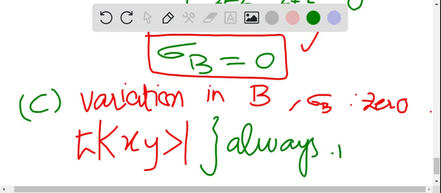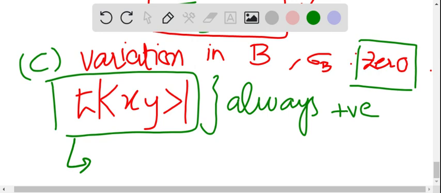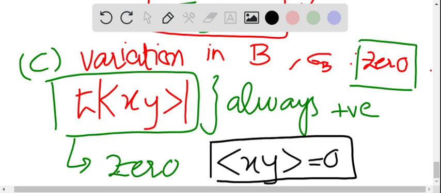Now this would always be positive, and the variation in B is equal to 0. So it means that the right hand side of the uncertainty principle must also be equal to 0. So from all of this information, we conclude that the expectation value of xy is also equal to 0.